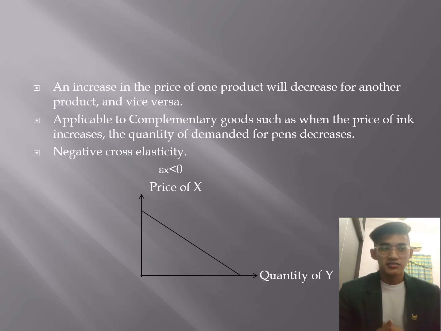Next, negative cross elasticity. An increase in the price of one product will decrease the demand for another product and vice versa. Applicable to complementary goods, such as when the price of ink increases, the quantity demanded of pens decreases.